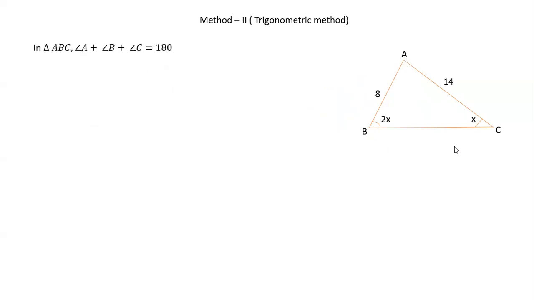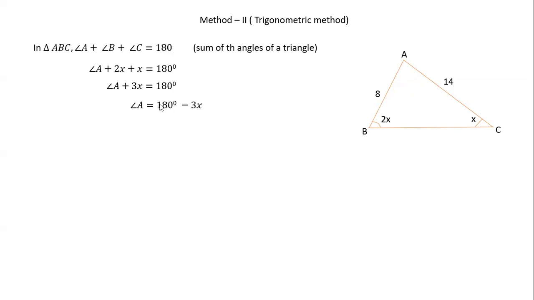This is a triangle ABC. Angle A plus angle B plus angle C is 180 degrees. It is the angle sum property, that is, the sum of the angles of a triangle is 180. Now we know the values. Angle A we do not know, so write it as angle A, B is 2x, C is x, equal to 180 degrees. So 2x plus x is 3x. So angle A plus 3x is equal to 180 degrees. Angle A is equal to 180 minus 3x. So this particular angle is 180 minus 3x. Let us mark it.